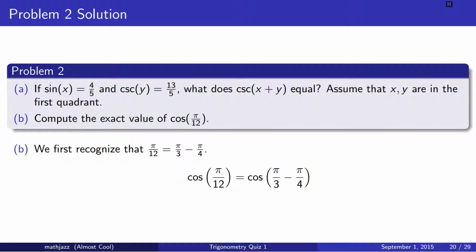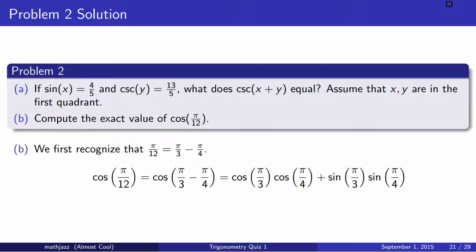And now we use our angle sum identity, remembering that if we are subtracting one angle from another inside of cosine, on the left side of the identity, then on the right side of the identity, we will be adding our cosine product to our sine product, like this. So we have cosine of pi over 3 times cosine of pi over 4 plus sine of pi over 3 times sine of pi over 4.